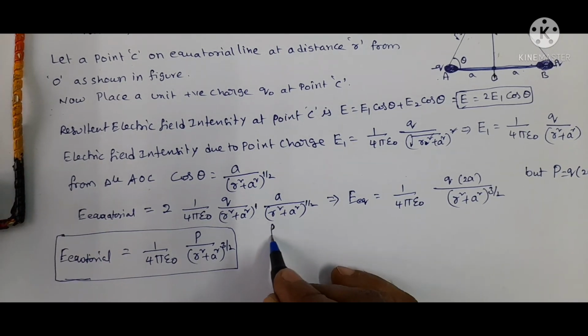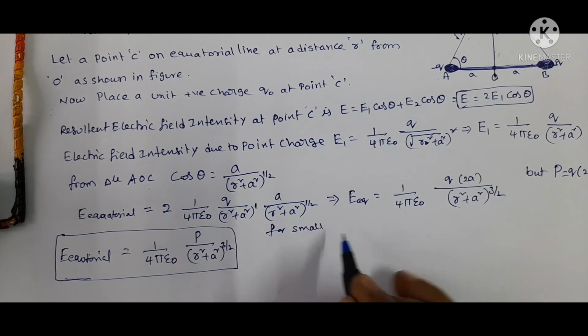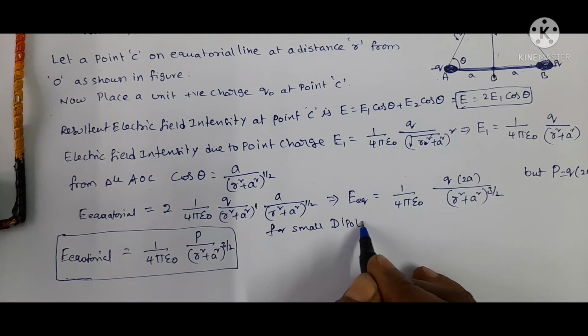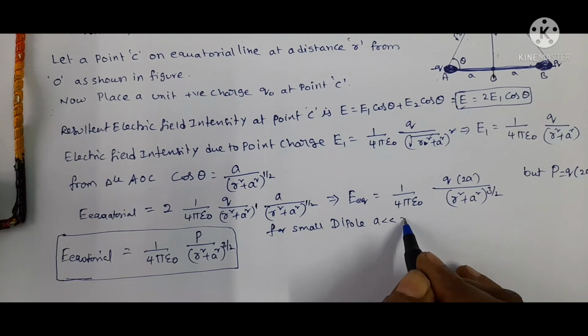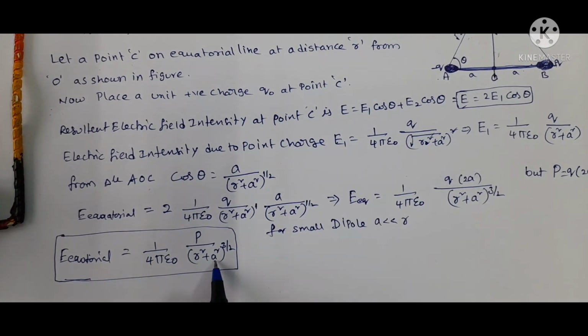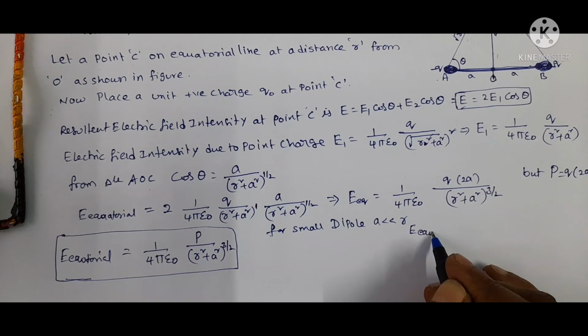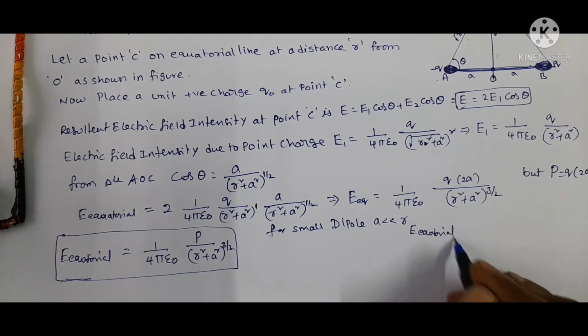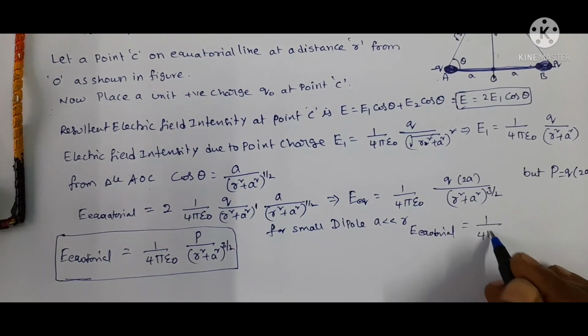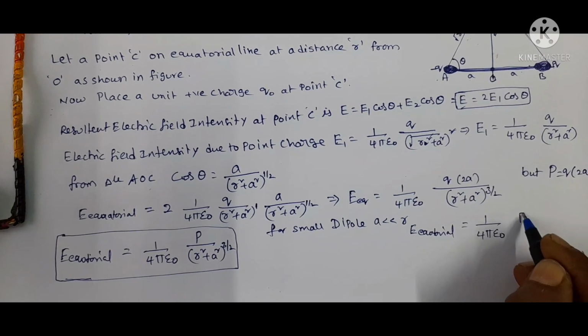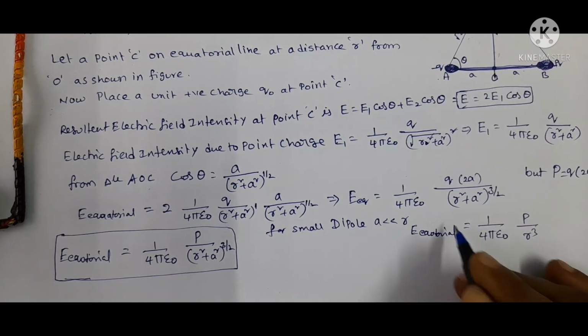Now for a small dipole, A is very much less than R. That means remove the A value. If you remove the A value, we get R square whole power 3 by 2, and the 2 gets cancelled, so we get R power 3. So we can get E equatorial equal to 1 by 4 pi epsilon naught P by R cube.